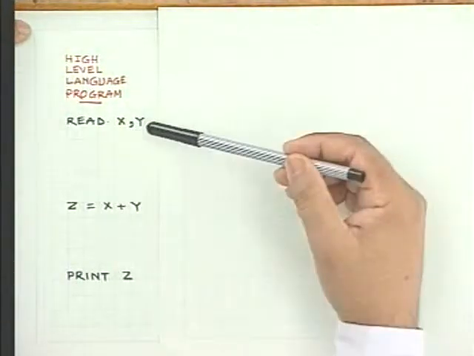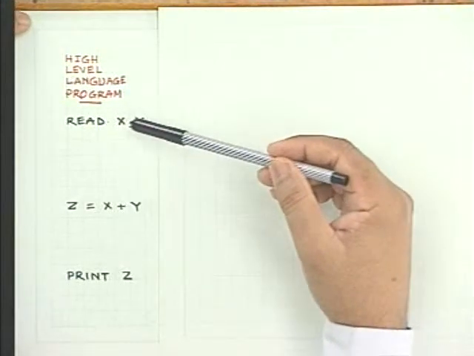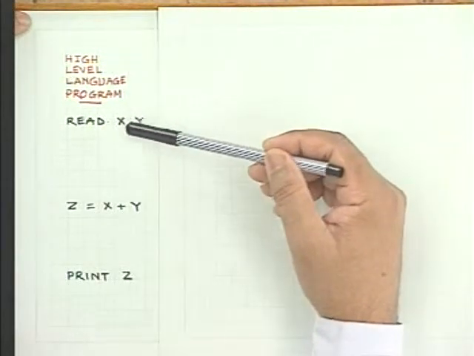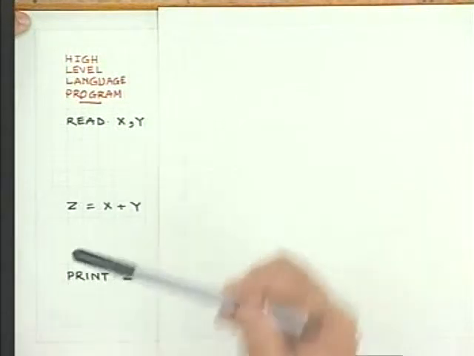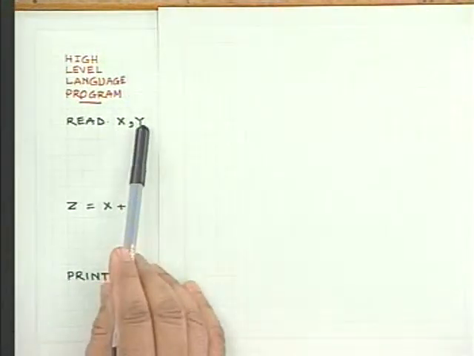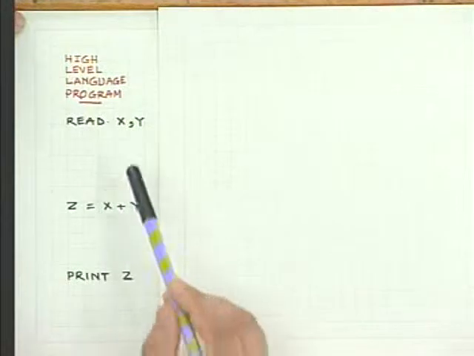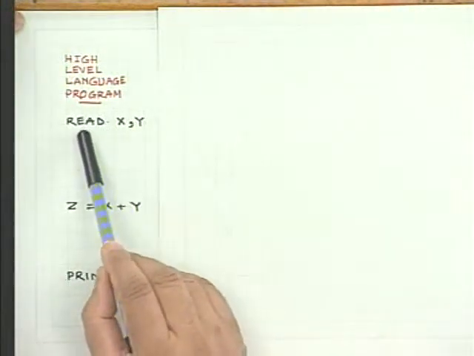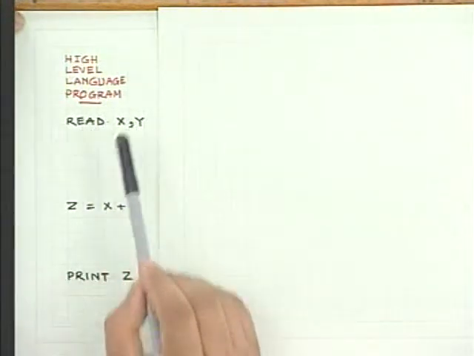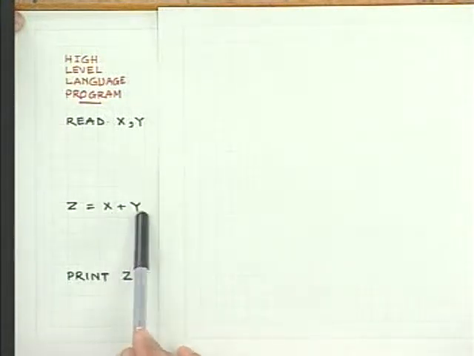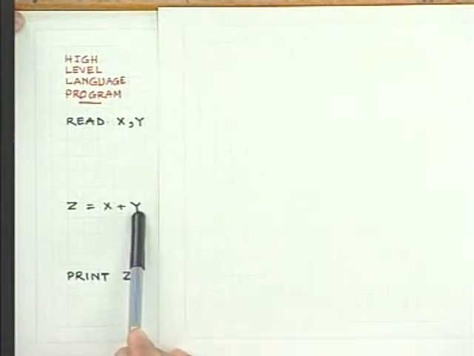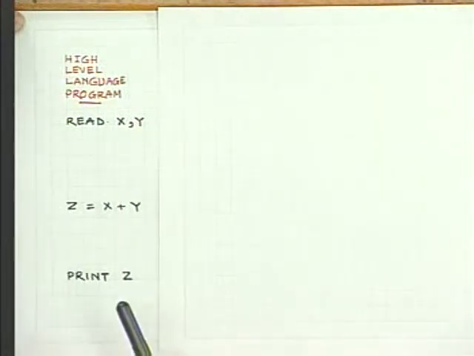Now, this is an example of a high-level language program. Let us see what this high-level language program is doing. Here it is reading 2 variables, read x and y, and adding these 2 variables, x plus y, and assigning it to z, and printing this variable, that means z.